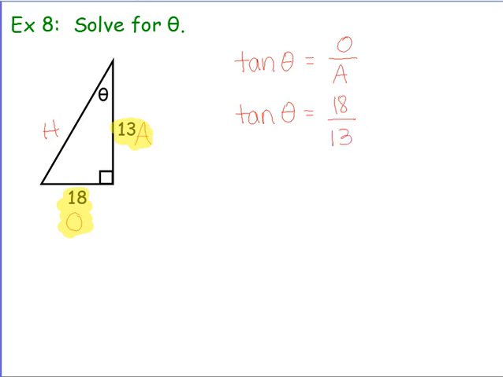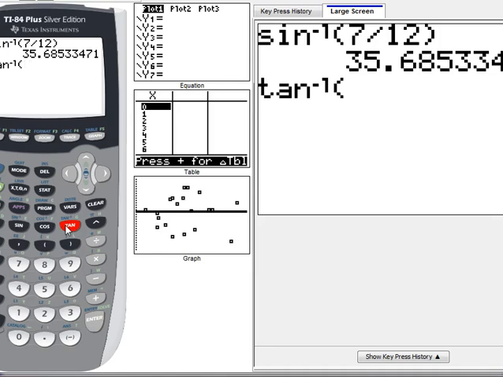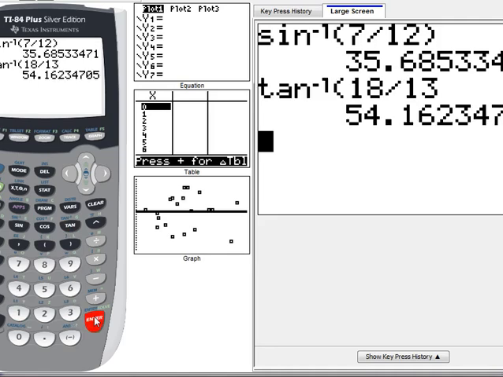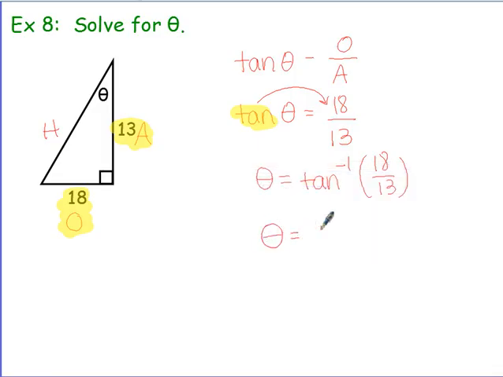So we want to take this word and shift it over here to get theta by itself. So when it shifts, it becomes inverse tangent. And it attaches to 18 over 13. And you go to your calculator, and you press second tangent, and we're going to put in 18 divided by 13. And we get 54 point, that rounds up to 2. So theta equals 54.2 degrees.